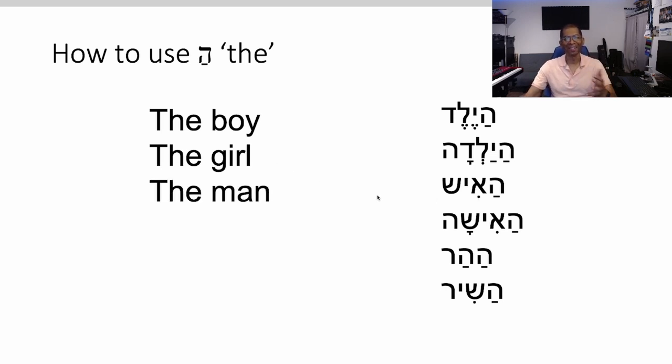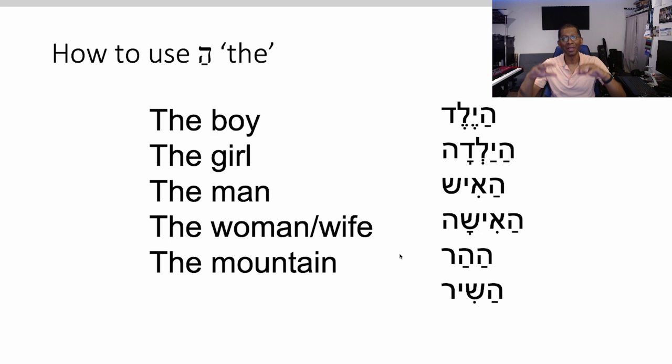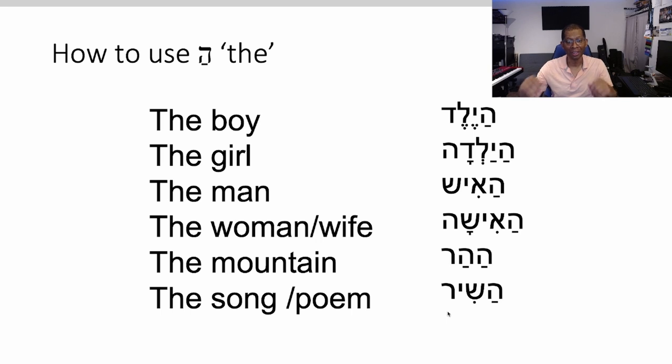The man. Next we have ha isha, the woman, a specific woman. Or ha har, the mountain. Instead of just har, which means mountain, we have ha har, which is the mountain. And then ha shir, which is the song or the poem.